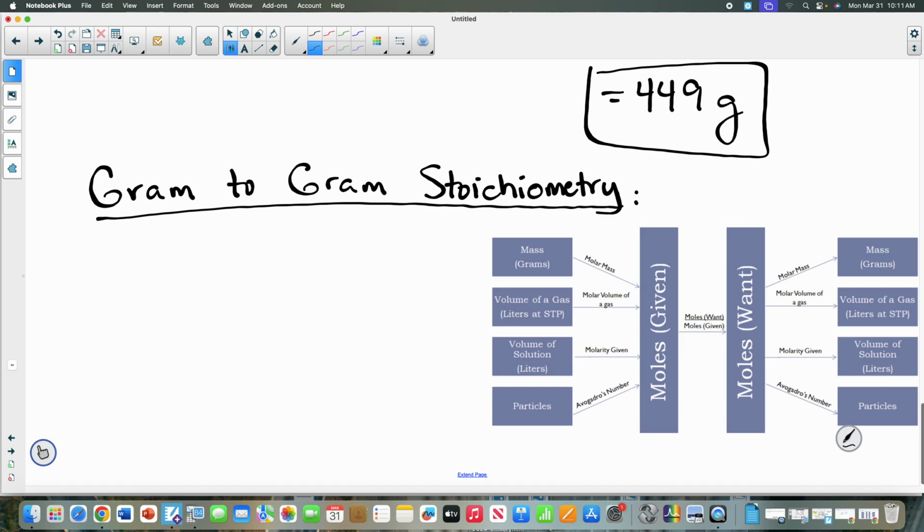Banana bread's so good. Okay, so gram to gram stoichiometry, we already did something similar to what this is. So this is a 3-step process. And this is the most likely stoichiometry calculation that you will do, because in the lab we measure grams, right? And generally we have to express our answers in grams. So these are going to be the most common stoichiometric calculations that you do. So let's look at an example.